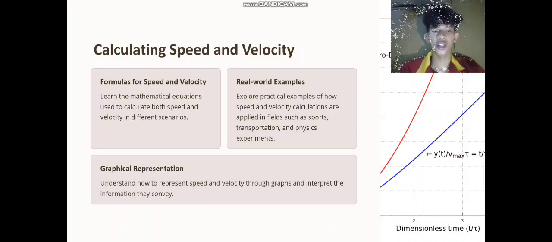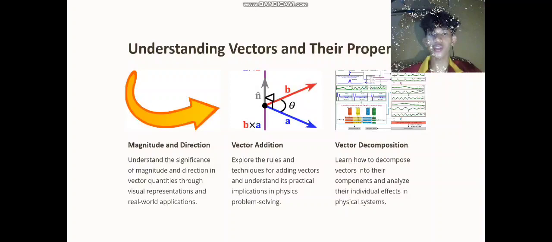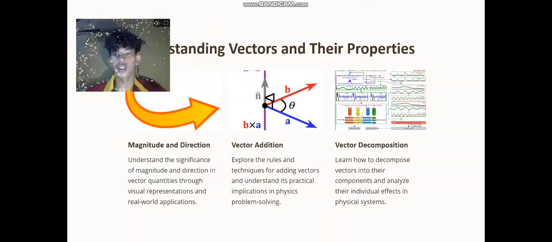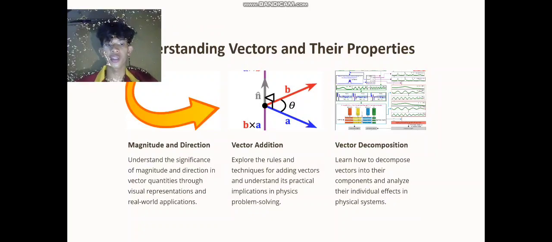Graphical representation. Understand how to represent speed and velocity through graphs and interpret the information they convey. Understanding vectors and their properties. Magnitude and direction. Understand the significance of magnitude and direction in vector quantities through visual representation and real-world applications.